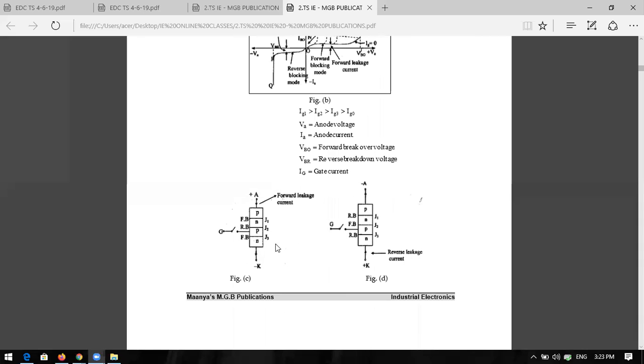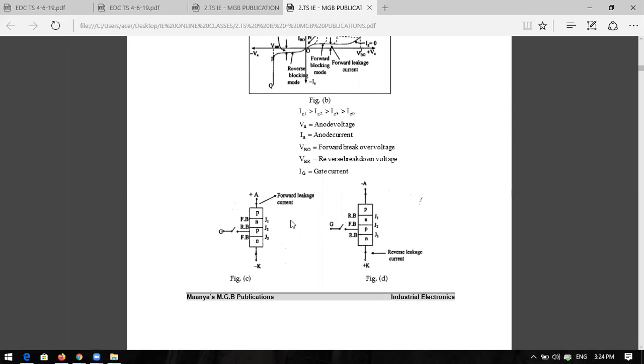What will happen in the forward biasing mode? Two junctions are forward biased: J1 and J3 are forward biased, whereas J2 is reverse biased. The total number of junctions present in the SCR is three. Two junctions are forward biased and one is reverse biased, so the overall effect is the forward biasing mode.